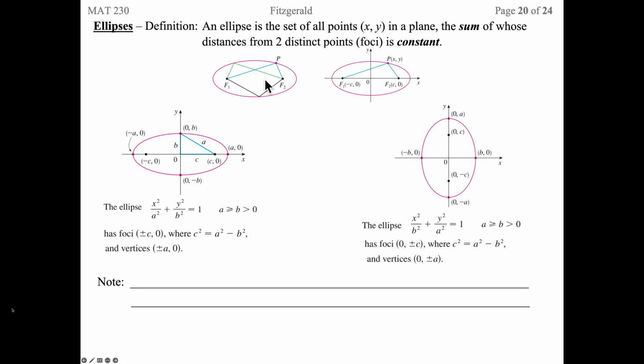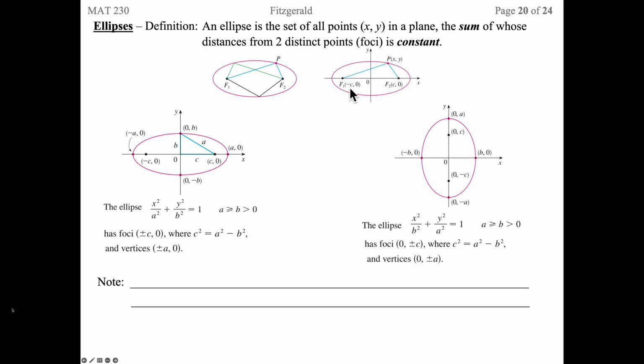So, any point on this red ellipse, foci to point, point to foci, add the two blue lines together, you get a constant sum. The green lines, those distances added together, is going to be the same as the sum of the blues. These two black lines, same thing. They both add up to the same value.